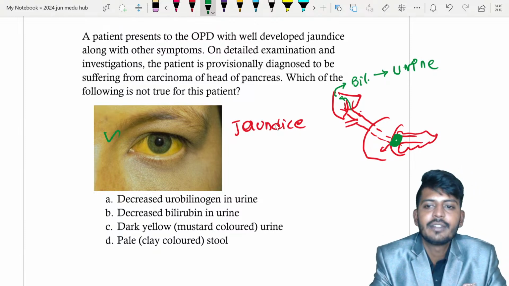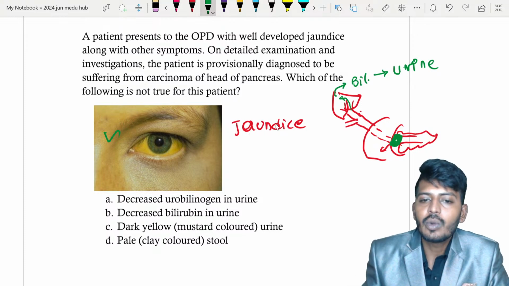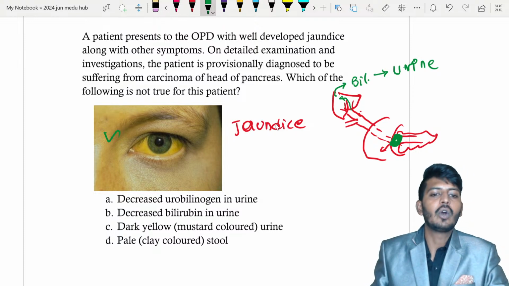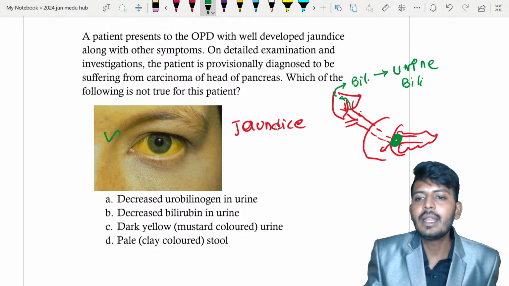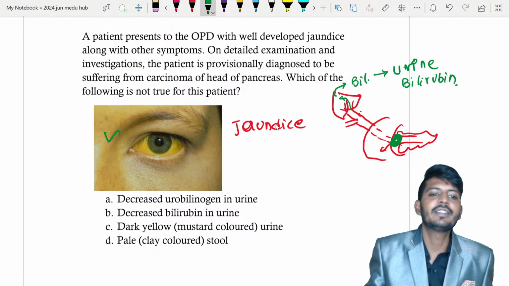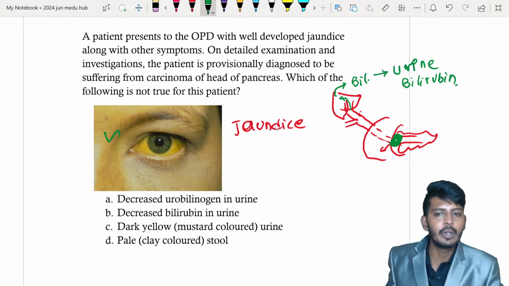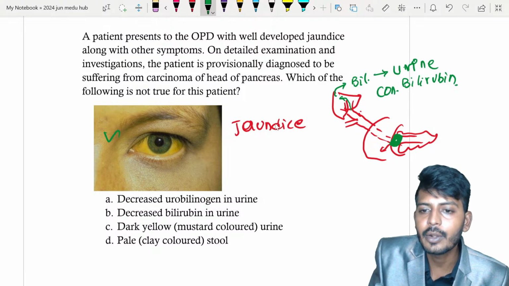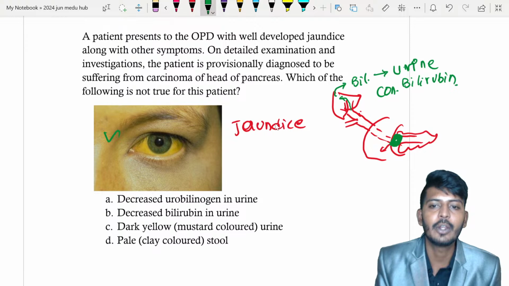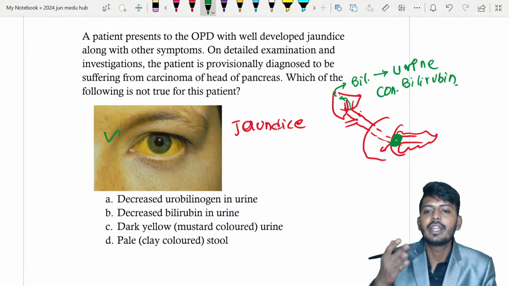Okay, which of the following is not true? Let's see. If it goes to the urine, in the urine it will go out in the form of bilirubin. Yes, of course it is B. You are absolutely correct, in the form of bilirubin. Which bilirubin? Conjugated bilirubin. So this is the story of your conjugated bilirubin going.